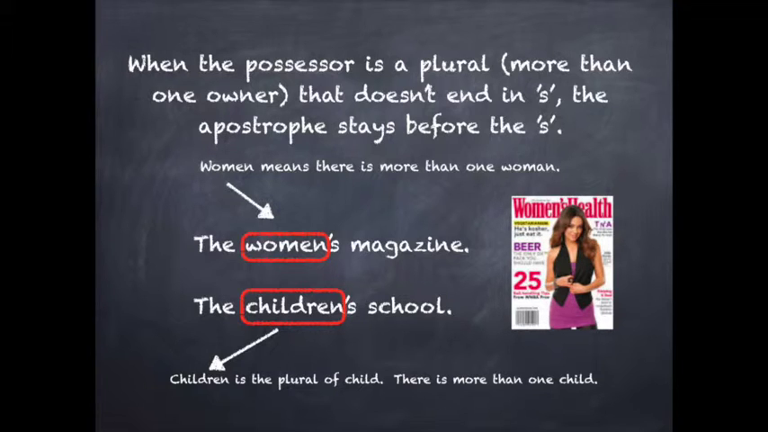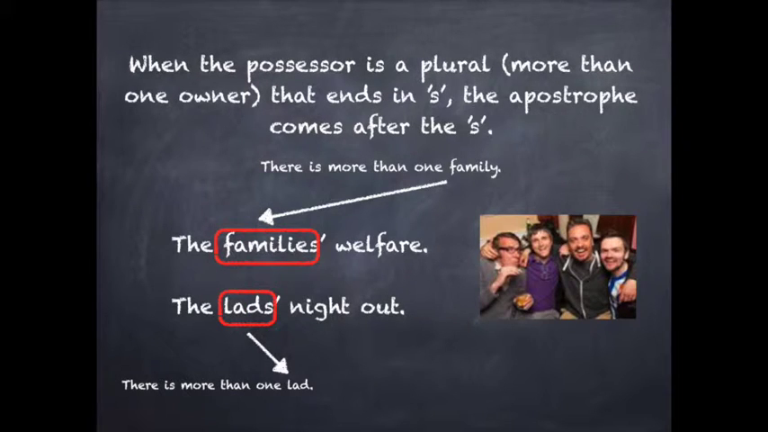So children is the plural of child. There is more than one child. When the possessor is a plural, more than one owner that ends in S, the apostrophe comes after the S. The family's welfare. Families finishes with an S. So we put the apostrophe after the S.